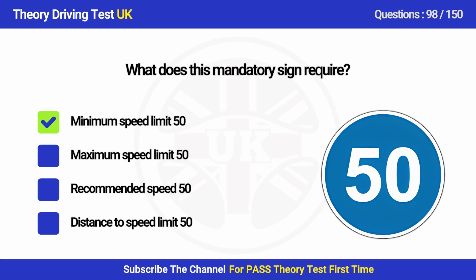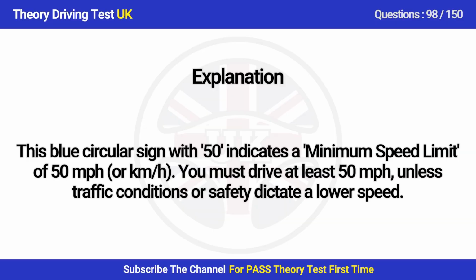Answer is A. Minimum speed limit 50. This blue circular sign with 50 indicates a minimum speed limit of 50, or you must drive at least 50, unless traffic conditions or safety dictate a lower speed.